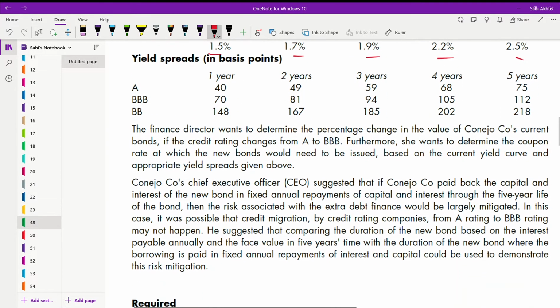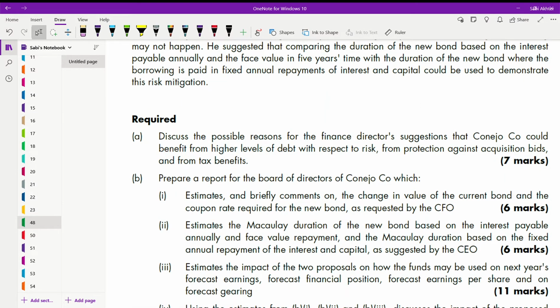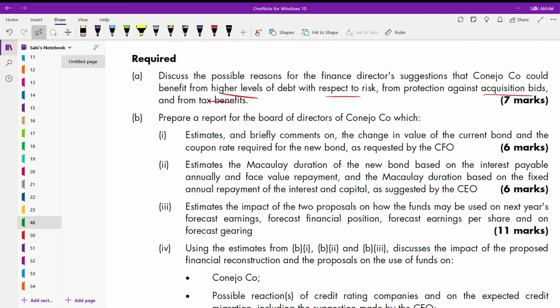So let's just read the requirements. The first requirement, A, is not relevant. It is about how they can benefit from a high level of debt with respect to risk, protection against acquisition and tax benefit. This is a theory question, right? Let's come to part B. When you're coming to part B, only this and this are relevant for your investment appraisal, for your bond valuation.